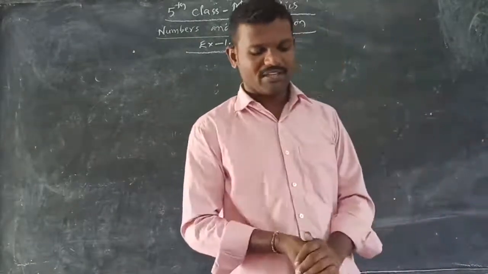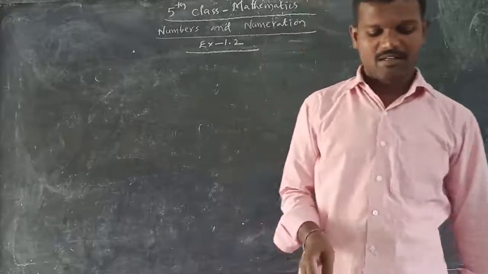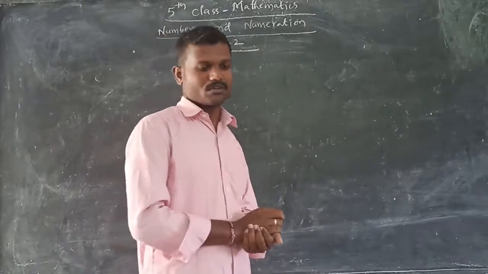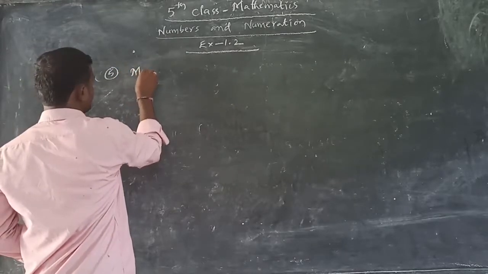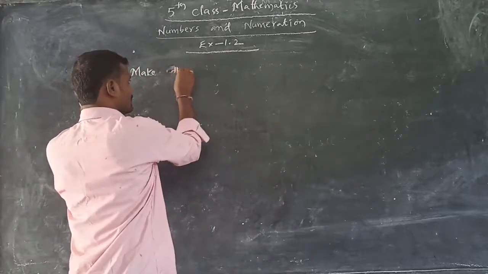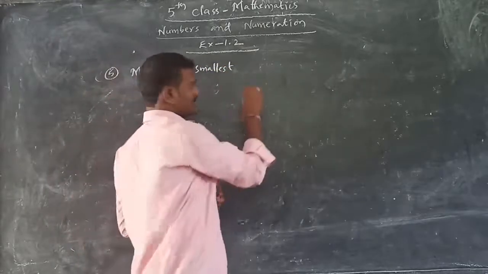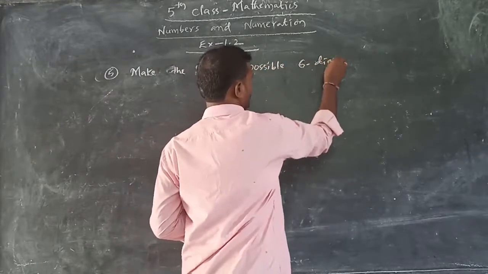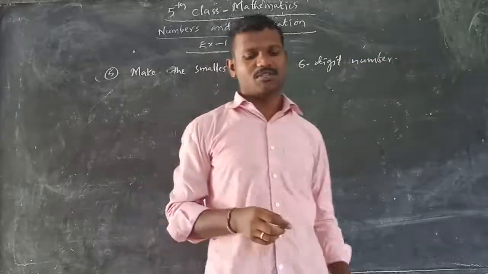Okay, we already discussed this kind of problem. How can we write the smallest number when some digits are given? For example, what is the fifth bit? Make the smallest possible six digit number. Here, what is this bit? Smallest possible six digit number.